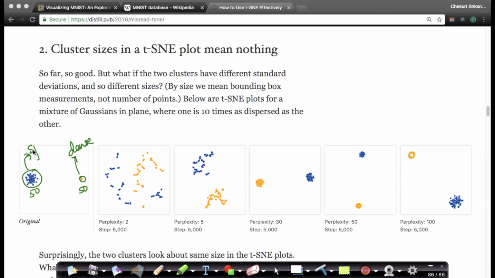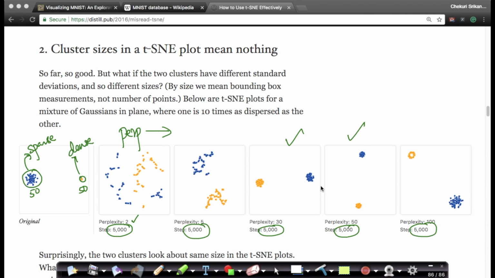So now let's see what happens as I change my perplexity. I'm keeping my step size very large, 5000 here, which is good. Let's assume I've determined that by the time I reach 5000 steps, the shapes do not change much. Now I'm increasing my perplexity, going through 2, 5, 30, 50, etc. The one thing you'll realize quickly is that my 30 and 50 look good.